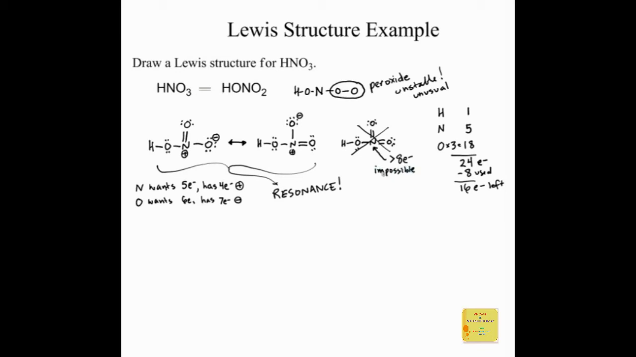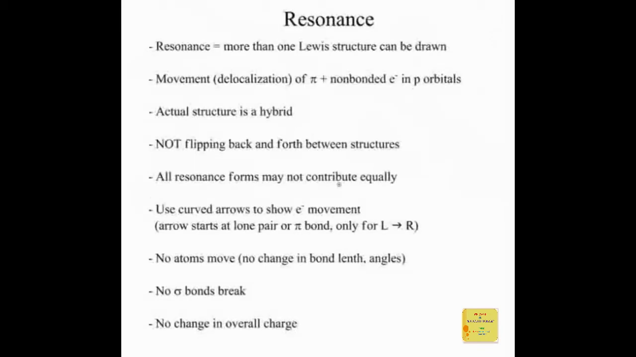Okay, so there are, in fact, 2 good Lewis structures, valid Lewis structures, that I can draw for nitric acid, and these do represent resonance. So let's talk a little bit more about resonance and what that means. As we just saw with nitric acid, resonance means that more than one Lewis structure can be drawn. And when we compare those Lewis structures, what we see is movement or delocalization of pi electrons and non-bonded electrons in p orbitals.